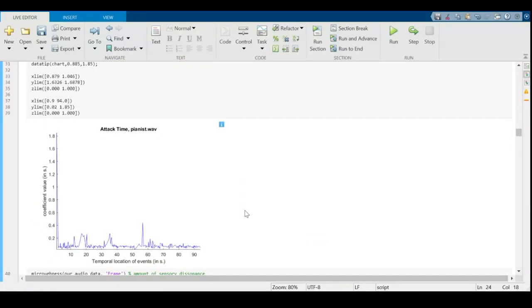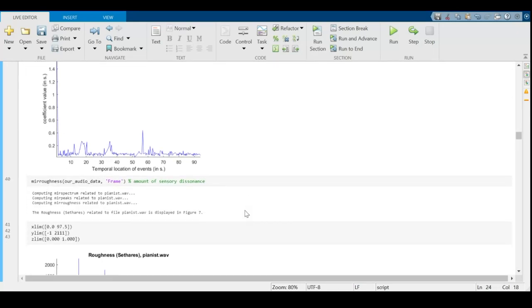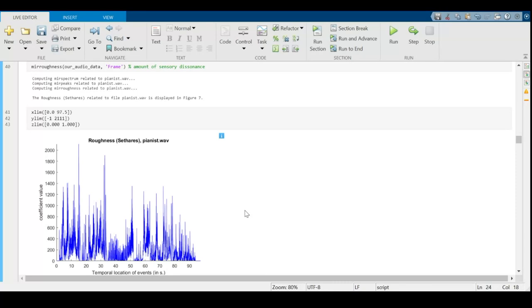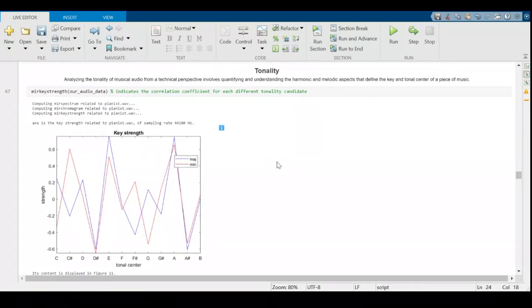Lastly, roughness is useful for determining audio quality or even for tasks such as instrument recognition. We will conclude our audio analysis by extracting features related to tonality.